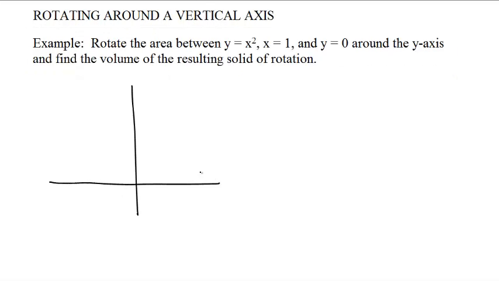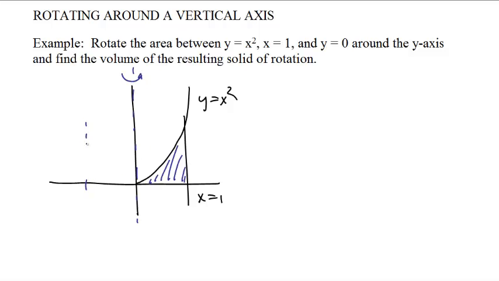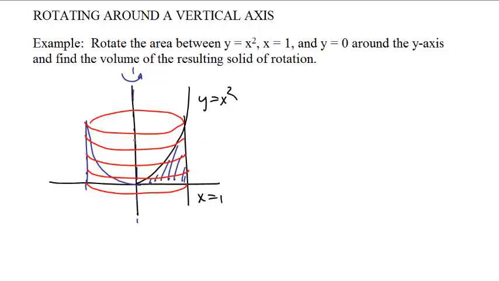We sketch this. Here's the curve y equals x squared. Here's the line x equals 1, y equals 0 is the x-axis. So we're talking about this area in here rotated around the y-axis. It's going to cut over like this, more or less, and in a different color, we'll have some sort of weird thing like this. There's sort of this dish inside.